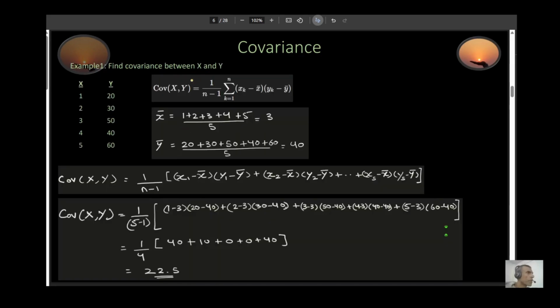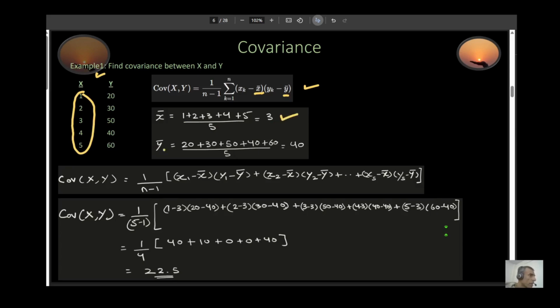Now let's find the covariance between x and y, and for this data right here, this is given to you. So I'll be using this formula. So first you want to find your mean value. So my mean value for x would be, you take every single number over here, 1 plus 2 plus 3 plus 4 plus 5, and you divide by the total count, and your answer will come out to be 3.